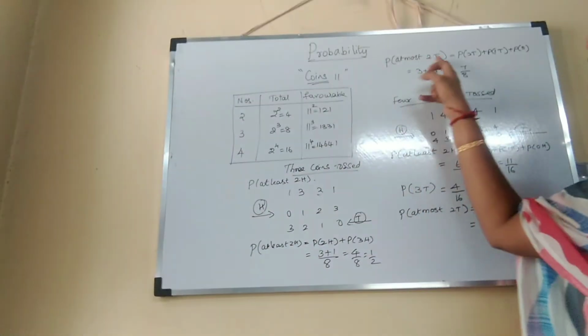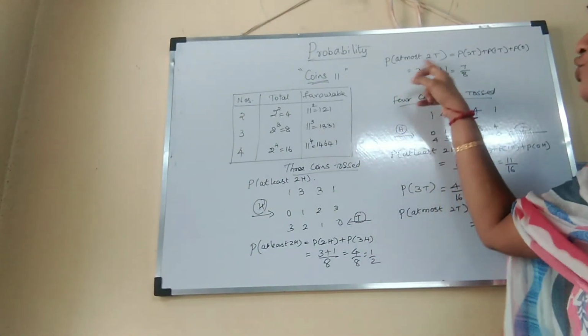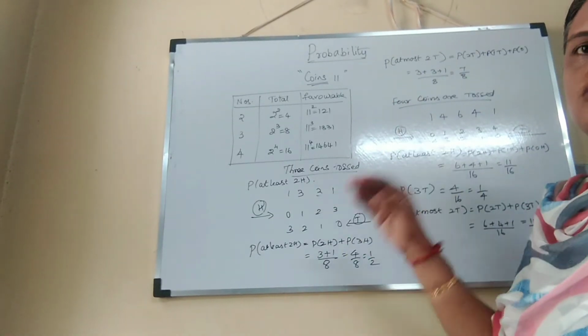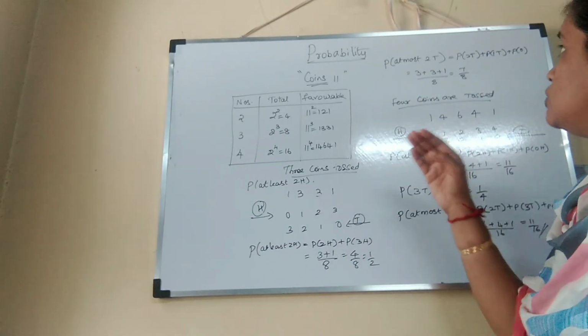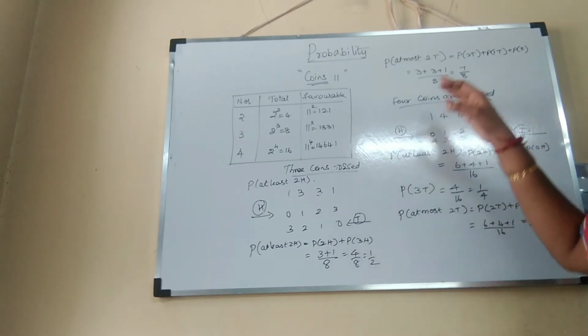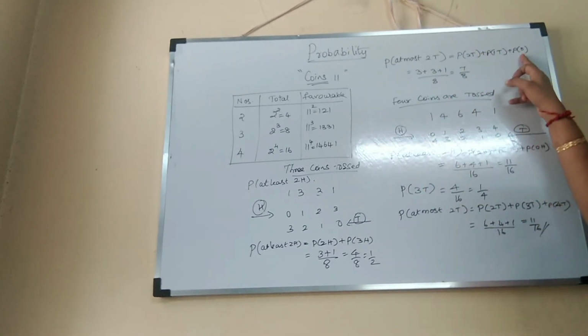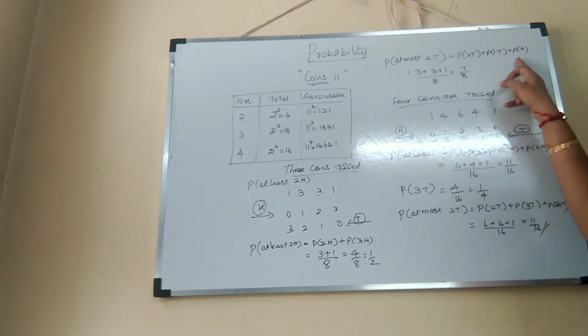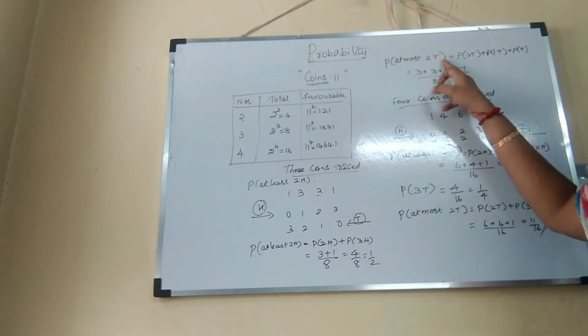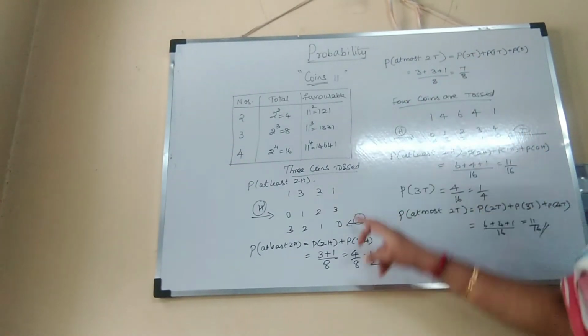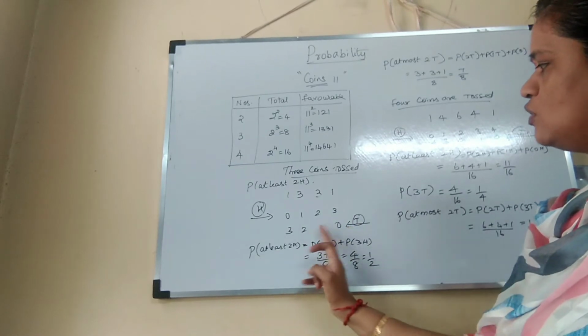Similarly, you can find at most 2 heads. What is the probability for at most 2 heads? At most means at the most 2 heads, that is 2 heads and lesser than that: 2 heads, 1 head and no heads. Or 2 tails, 1 tail and no tails. So here we want to find at most 2 tails. For tails, you should start from here 0, 1, 2, 3.